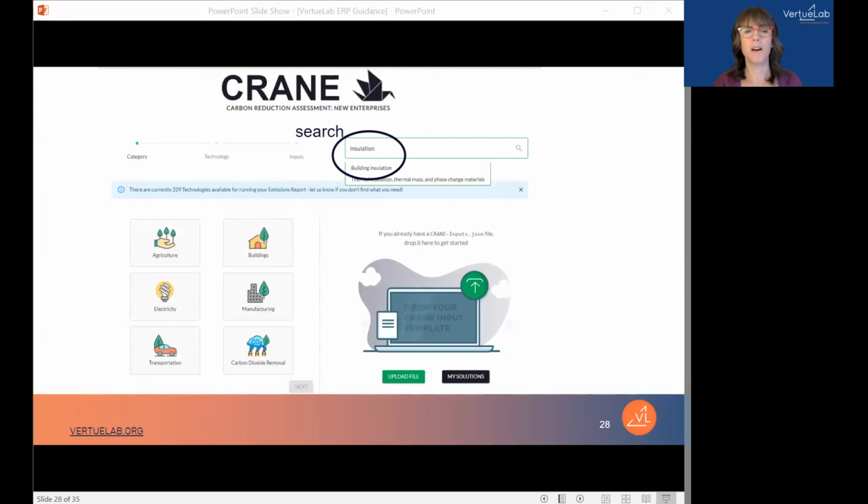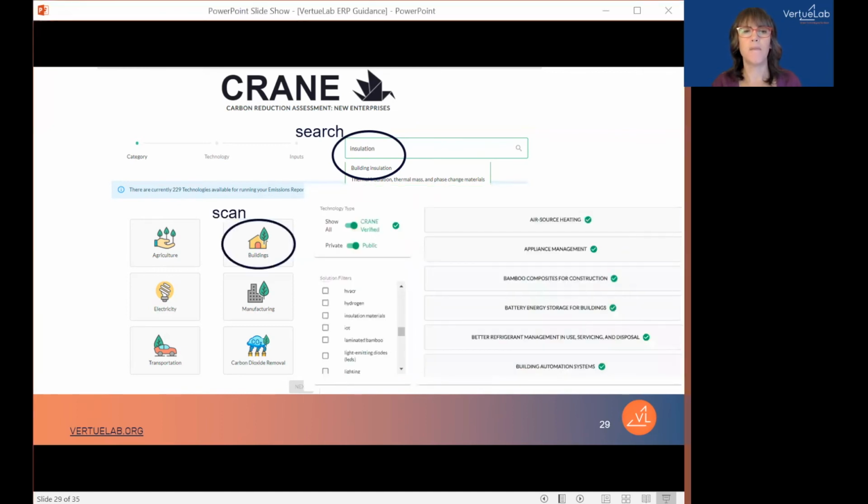Once you go to and log into Crane, you're going to come to the home page, which looks like this. You'll have 2 options for how to find your technology: the search bar, where you enter the most likely keyword, and then also the option to scan through industry categories. In this case, I'm trying to find building insulation. So I type insulation in the search bar and a drop-down list of available data shows up. Seeing that building insulation's there, I can click on that. Or I can navigate through the building industry categories by selecting buildings, which will show a list like the one to the right of all the solutions that they have data available for.